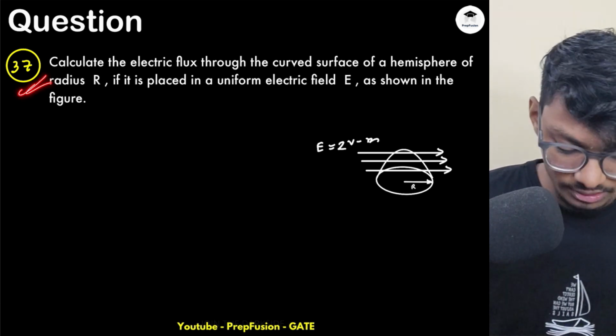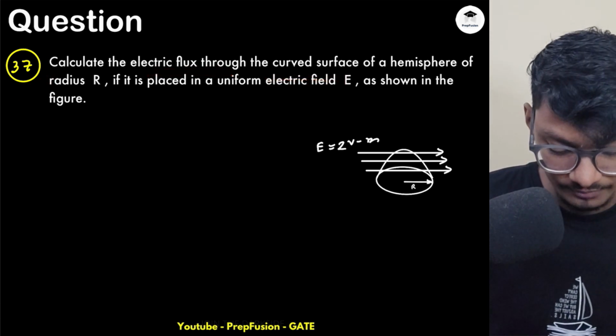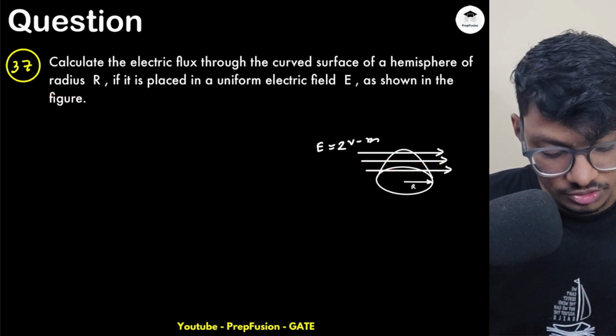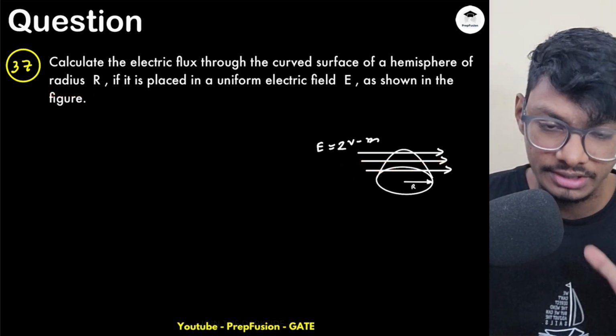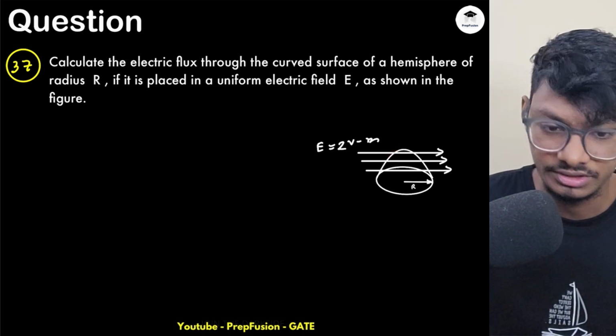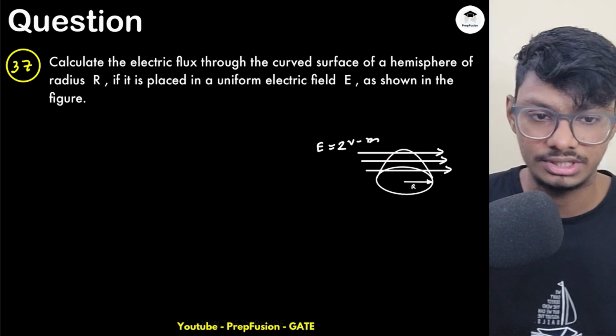Again, this question: calculate the electric flux through the curved surface of a hemisphere of radius r if it is placed in a uniform electric field. So here also we have to find out the projected area. I am not solving it in front of you. Here the angle is not directly 90 degrees with respect to the surface, so you have to find the projected area and solve this question.